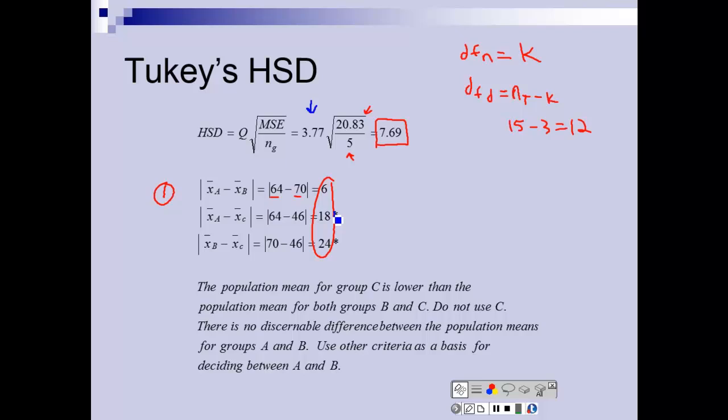7.69. So what I did, and what I normally do, is draw an asterisk next to the numbers that are greater than 7.69. And then, since I have X bar A and X bar C right here, that means that I can conclude that mu A is not equal to mu C. And I can conclude that mu B is not equal to mu C. Since 6 isn't bigger than our, if you want to think of this as a critical value, mu A could equal mu B.